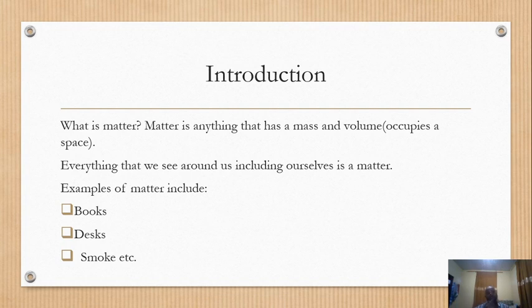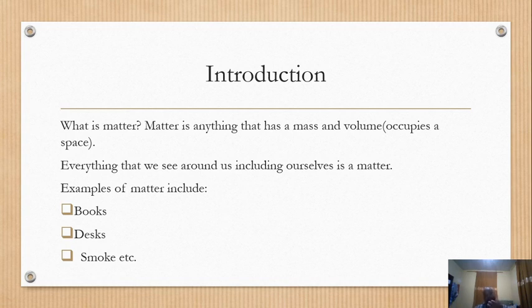So almost everything is matter, right? Everything that we see around us, including ourselves, is matter. I am matter, you are matter, the table is matter, the classroom is matter, the board is matter, the pen is matter, the desk is matter. The air that's blowing around is matter. Examples of matter include books, desks, smoke, etc. These are just examples.